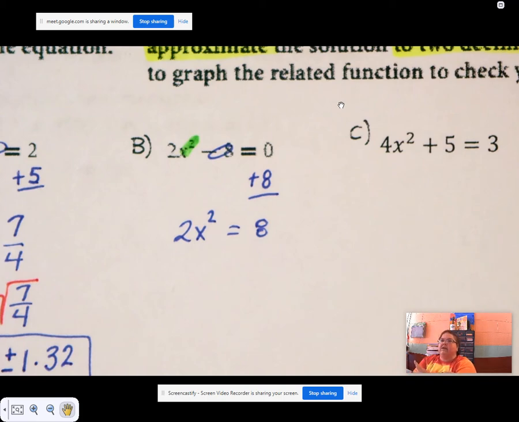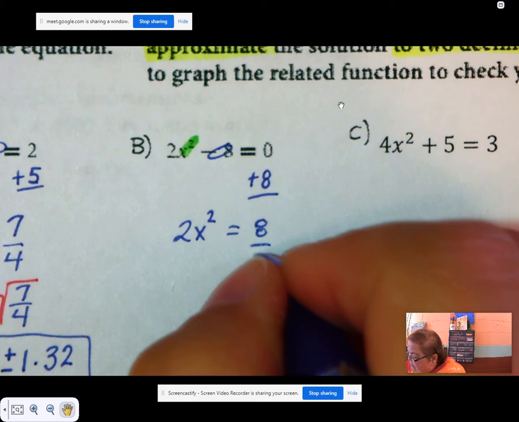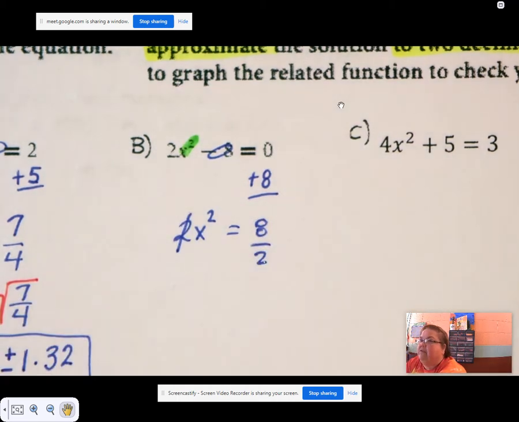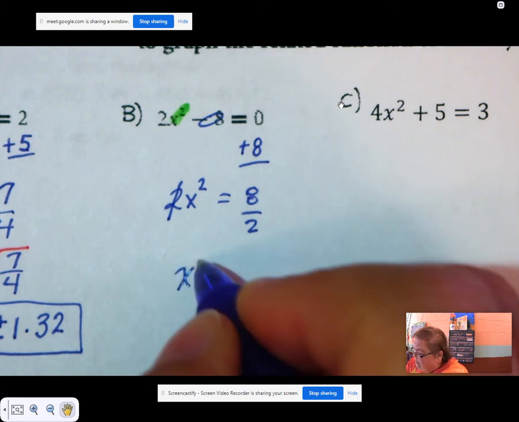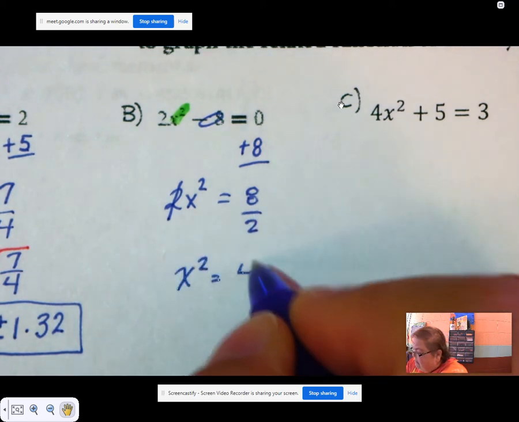X squared is not isolated yet because I still have a 2 with it. It's got to go away. So I'm going to divide by that 2 on the opposite side. That makes that a positive 1. And x squared equals what? I agree.